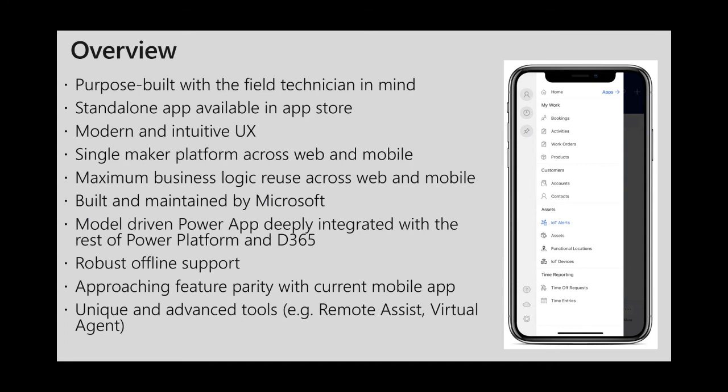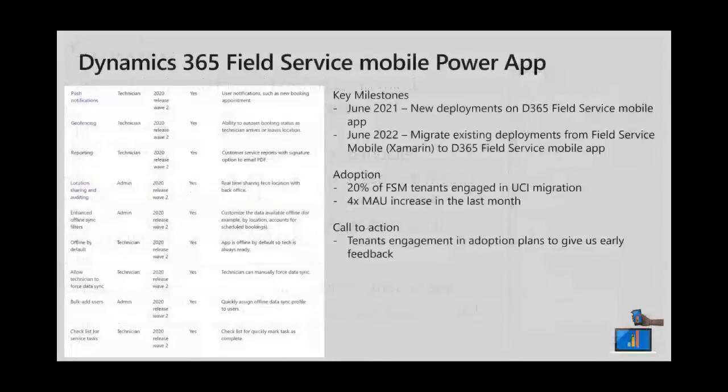We know a lot of you need full feature parity with our current Xamarin app, and I'm going to give you an update on how we're making progress towards feature parity. So let's talk about that. One, I want to highlight a couple of key milestones to make sure that we're all working together to hit them successfully. First, next June 2021, all of the new deployments will need to leverage this new mobile application. And then a year later, in June 2022, we need to migrate all of our existing deployments from the Xamarin application to the new mobile app.